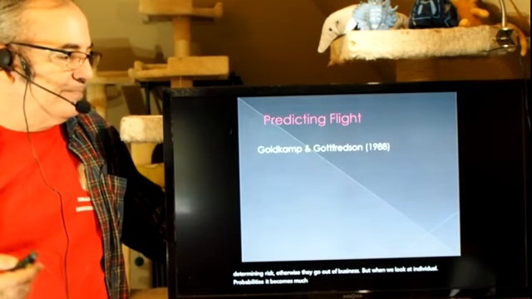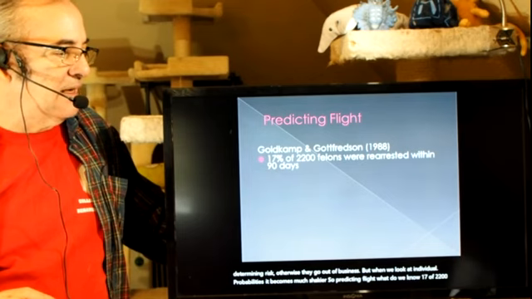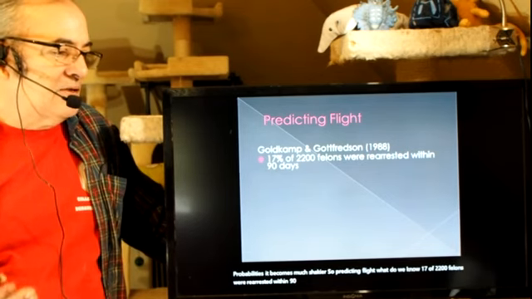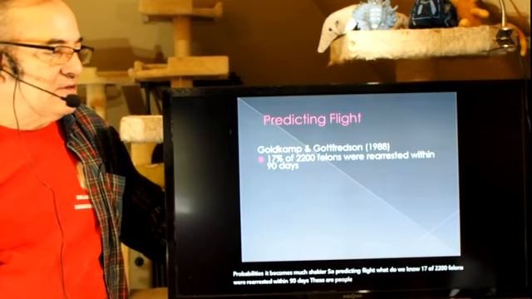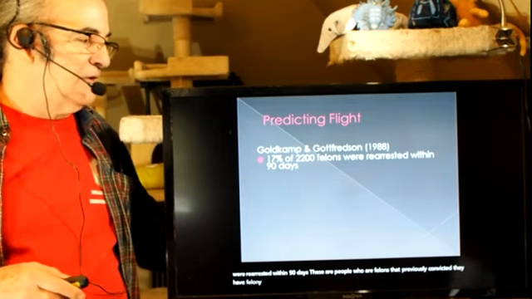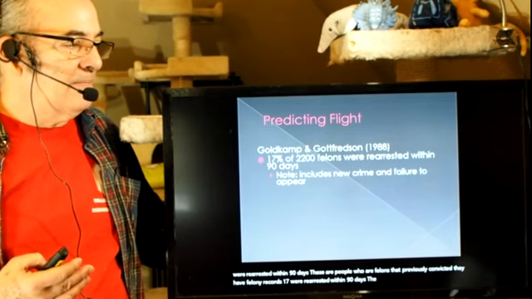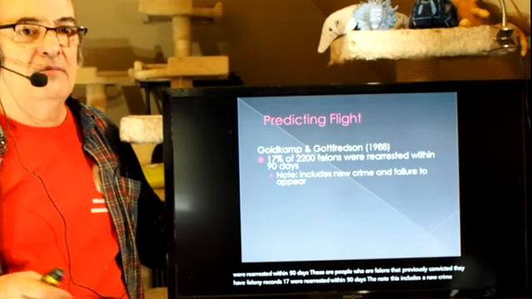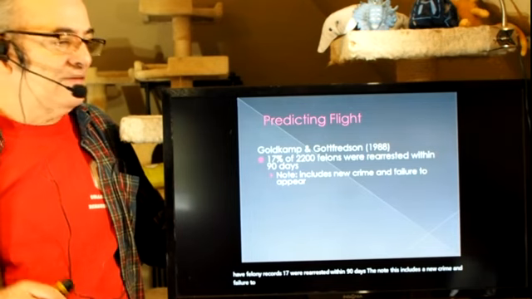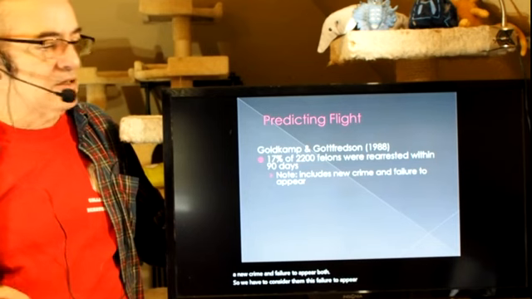So predicting flight, what do we know? 17% of 2,200 felons were rearrested within 90 days. These are people who are felons, previously convicted. They have felony records. 17% were rearrested within 90 days. Note, this includes a new crime and failure to appear, both. So we have to consider that failure to appear is a legitimate consideration.